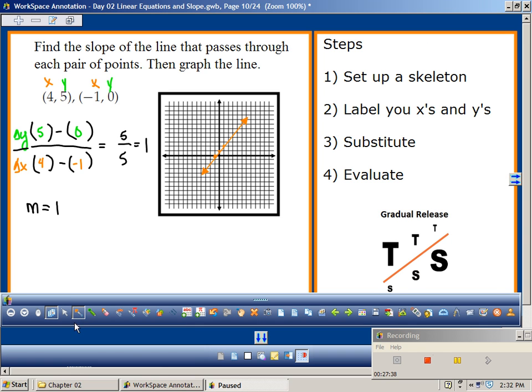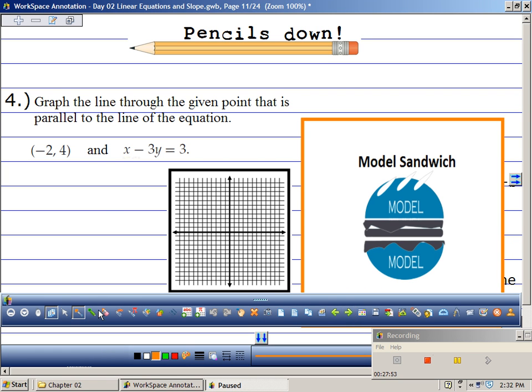Did you find your error? That's mine. Did you draw your skeleton first? Did you see your mistake? Good. That's the best way to fix it, is to find your own error. I got 1. Okay, moving on.